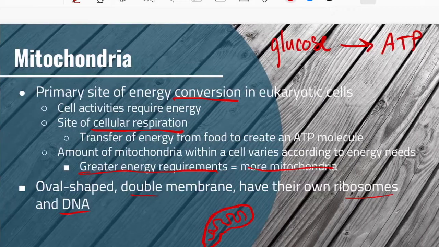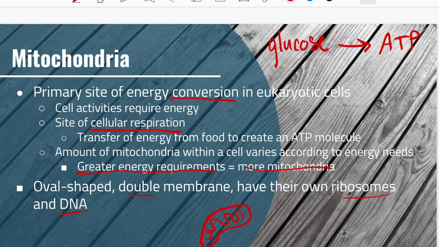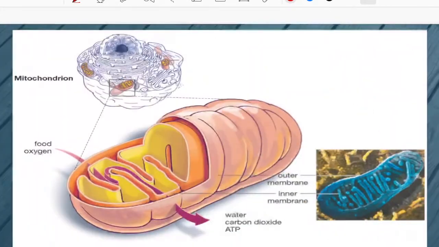Because mitochondria is the only organelle that has its own DNA in animals. If you're talking about plants, mitochondria and chloroplasts have their own DNA. You might have heard of mitochondrial DNA. It's inherited through the mother's side. All right, and that is a diagram of a mitochondria.